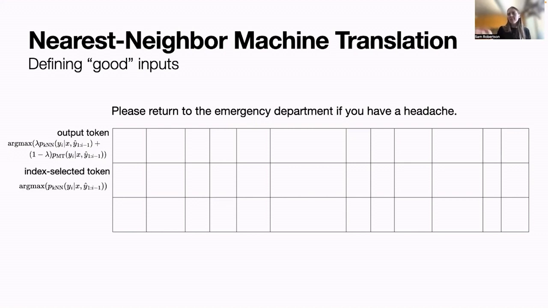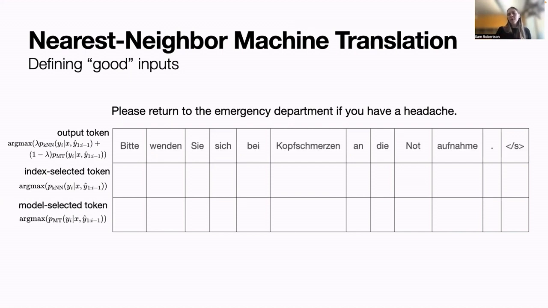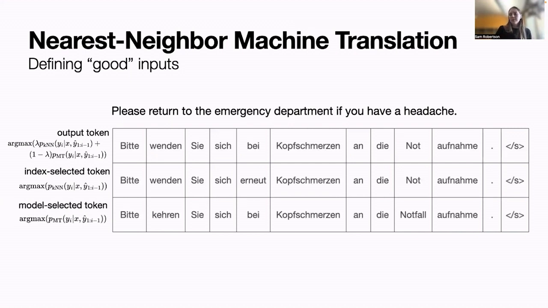And then I'm going to show you the index selected token. So remember I showed you that interpolation equation. We have what the index is voting for and what the model is voting for. We're going to show you the index vote each time and the model vote each time. So here are those three translations. We're now using German. And your first impression from this might be that they look pretty similar, which I think is good, especially considering I just told you the index is quite small. Like this is pretty impressive.